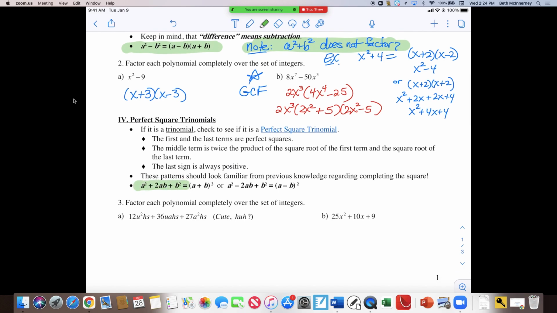So here is a perfect square trinomial. If you have a squared plus 2ab plus b squared, I can factor this into a plus b, the quantity squared. Likewise, if I just change it to a minus in the middle, it does that.